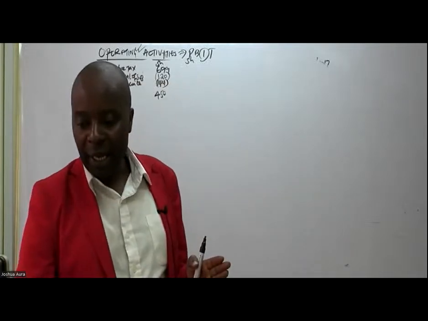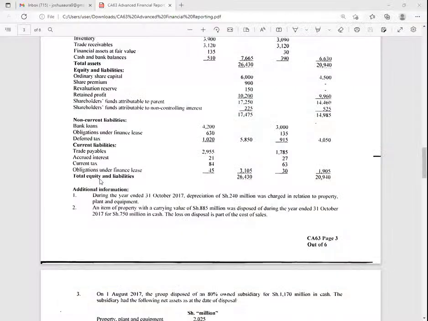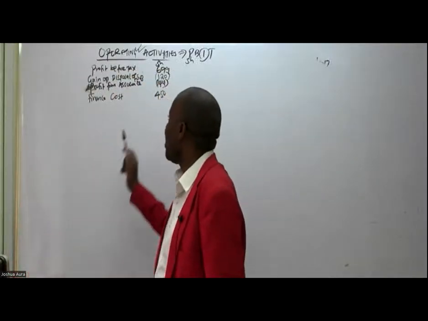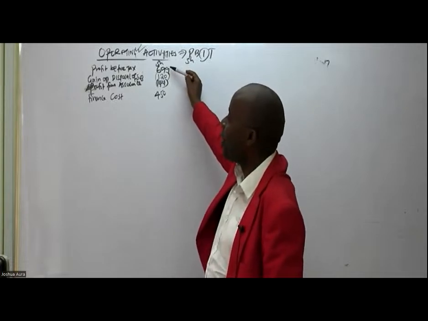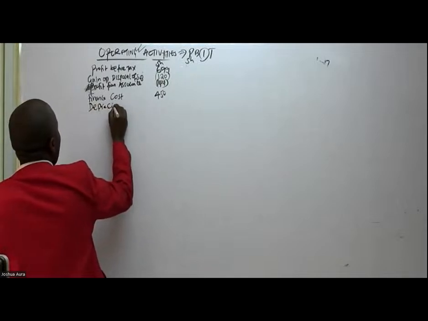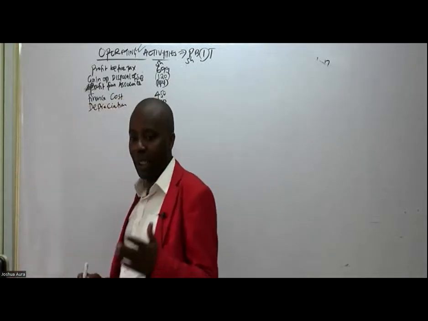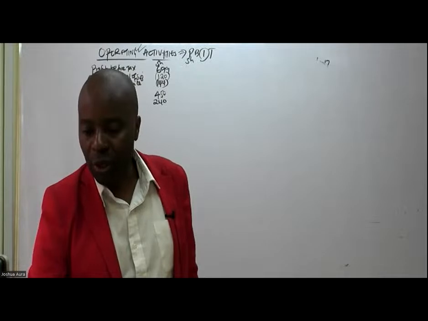Now, ladies and gentlemen, here we can track those things and we'll be able to get all of them very fast. So what do we have here? We are told, note number one, during the year ended 31st October 2017, depreciation of 240 was charged in relation to property, plant, and equipment. This depreciation of 240 must have been subtracted from here, so I'm adding back that depreciation. Thank you so much.